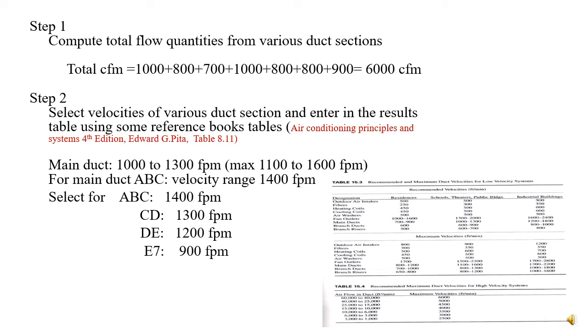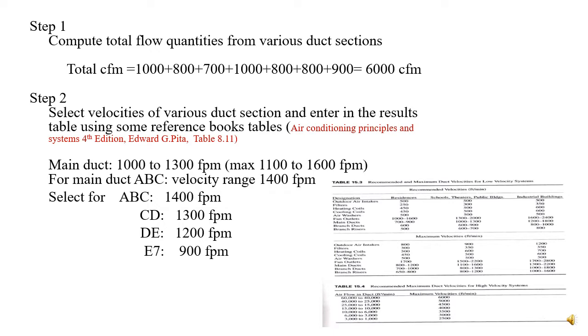All right, let's see the steps of the design. After you have the cooling load, then you know how much is the total CFM. For example, here you can first calculate the total CFM of the whole system. For every section, then you will have, for this case, 6,000 CFM.